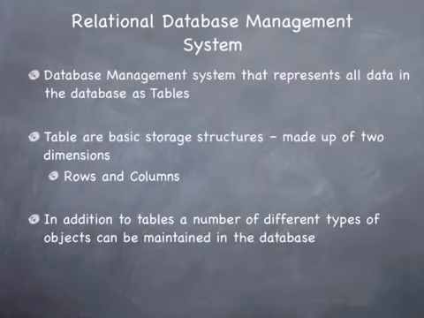Here we look at some of the basic concepts associated with a relational database management system. Firstly, a relational database management system is one that represents all the data in the database as tables. Tables are your basic storage structures. They are two-dimensional, consisting of rows and columns. And in addition to tables, a database can also store other types of objects.